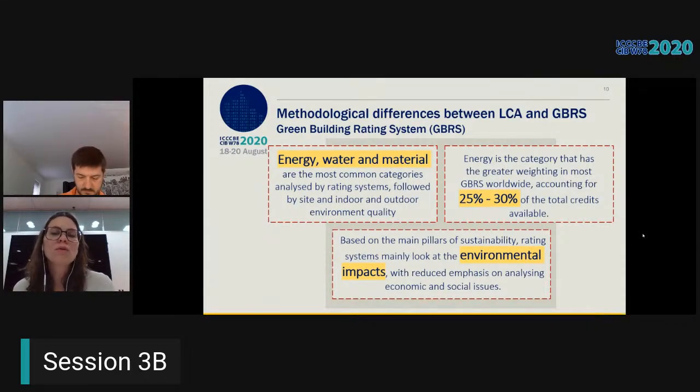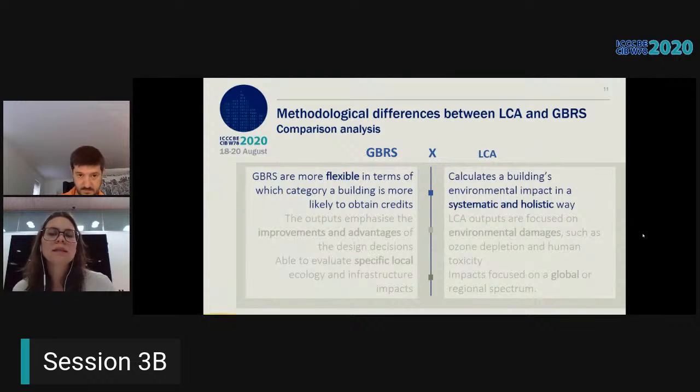So now comparing both whole building environmental impact assessment tools, we can see that rating systems are more flexible, so you can choose which category your building is more likely to obtain credits. But LCA calculates a building's environmental impacts in a more systematic and holistic way.